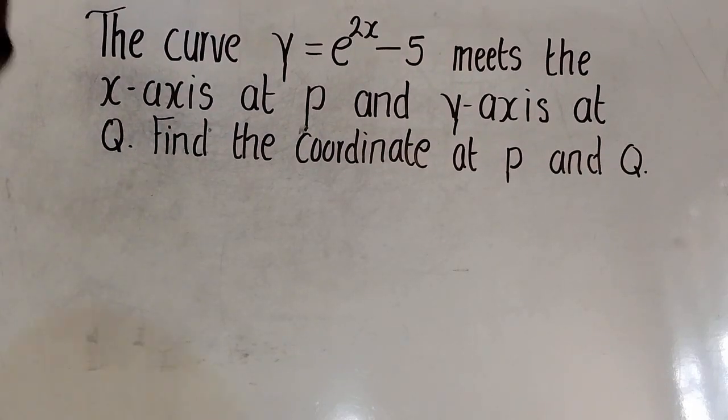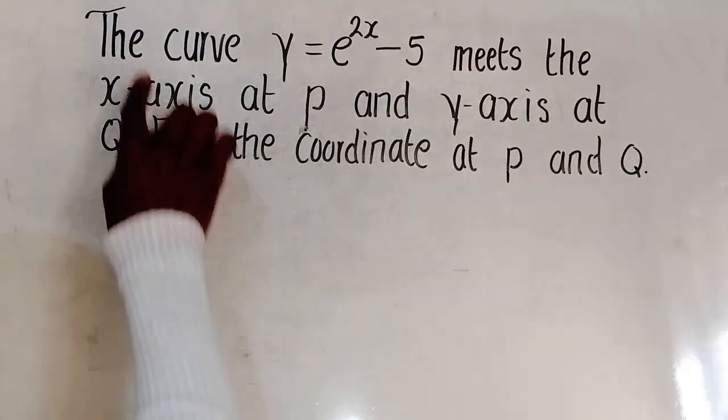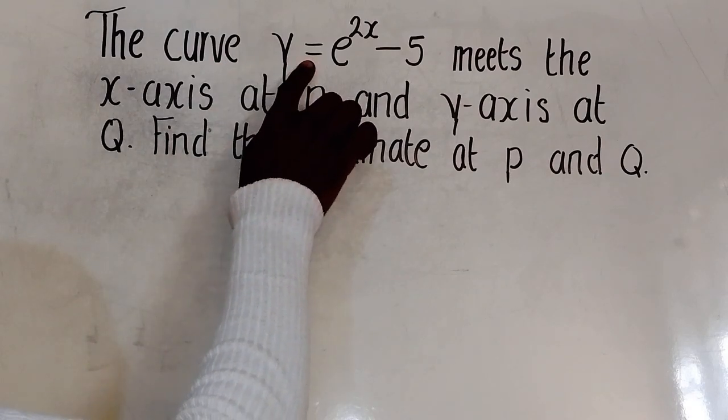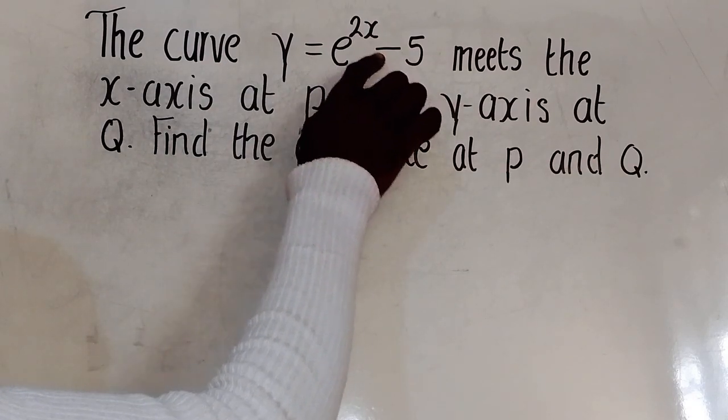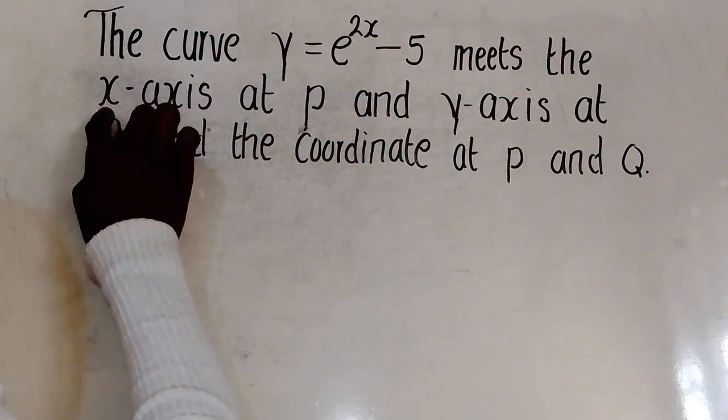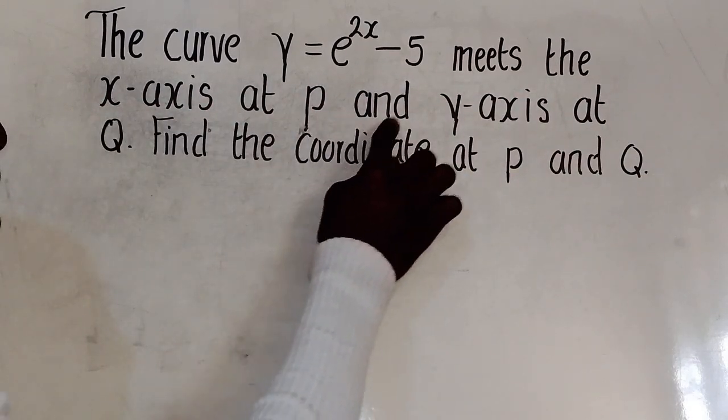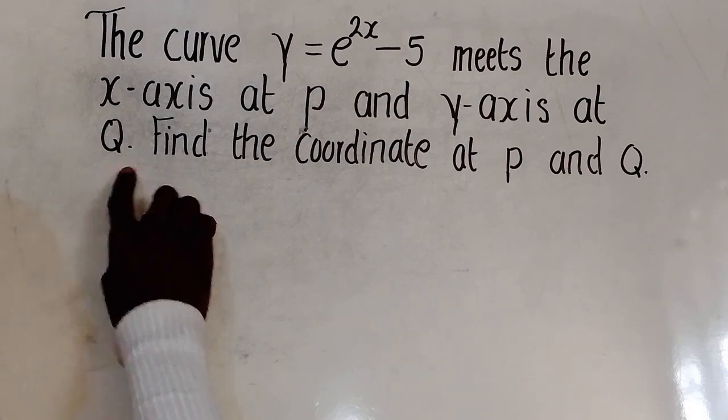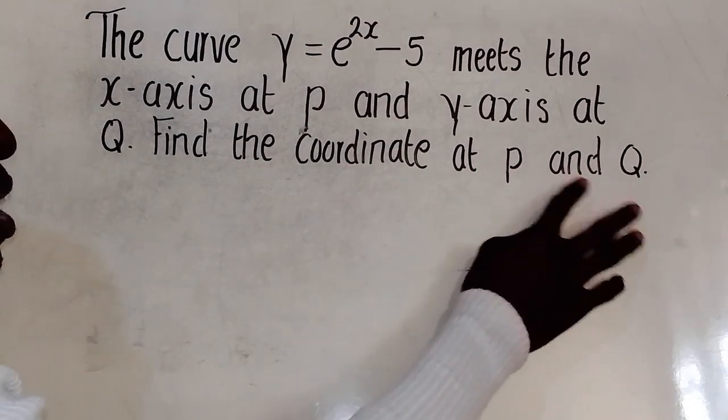Okay, so we have a mathematics question that says the curve y equals e to the power 2x minus 5 meets the x-axis at P and the y-axis at Q. Find the coordinates of P and Q.